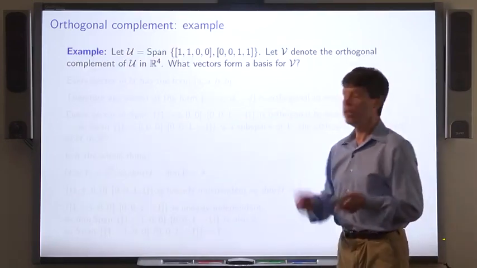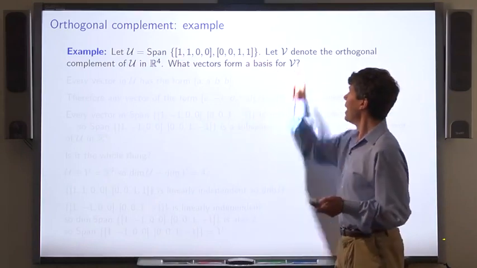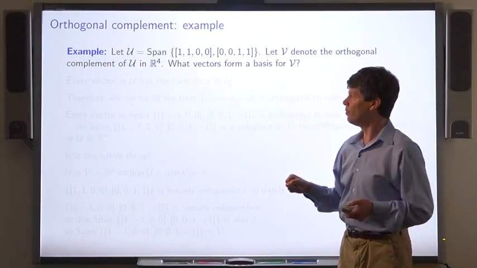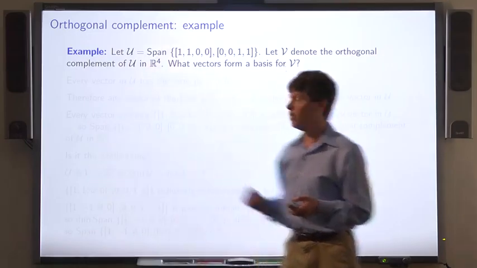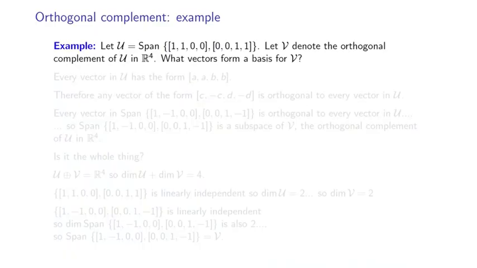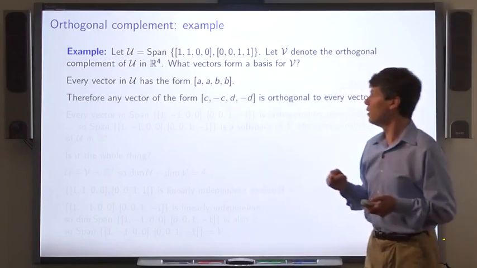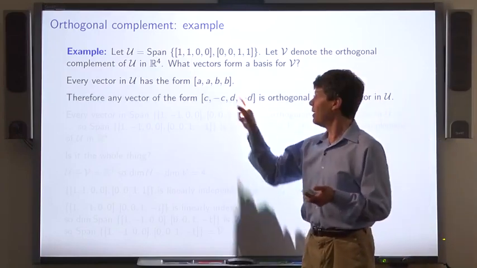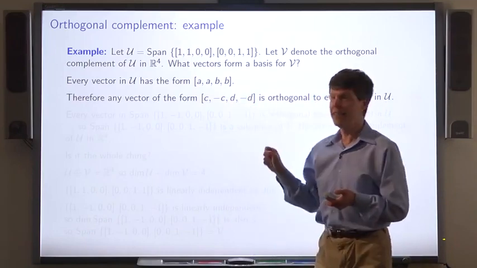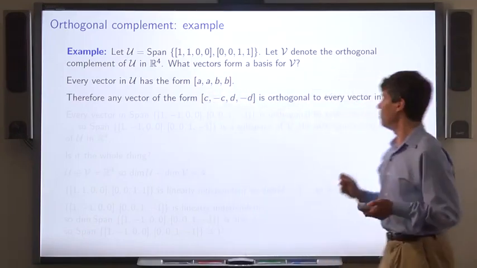So here's an example. Let big U be the span of these two vectors, and let big V denote the orthogonal complement of U in R4. What vectors form a basis for big V? Well, by looking at these generators, we can see that any vector in big U has its first two entries the same and its last two entries the same. So it has the form A, A, B, B. So any vector of the form C, minus C, D, minus D is orthogonal to every vector in big U.